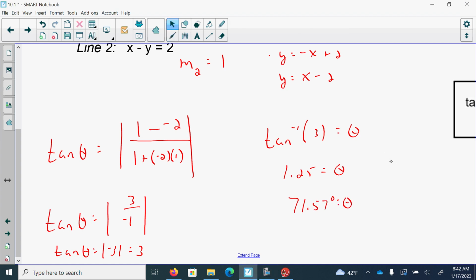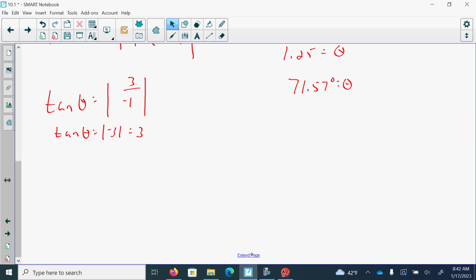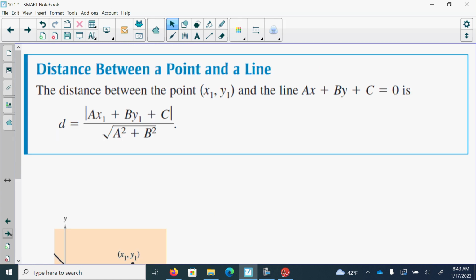And it should make sense to you that if I have the intersection of any two lines, like if I do these two lines, I'm going to find that the inclination between the two is always going to be an acute angle. So let's do the next one.